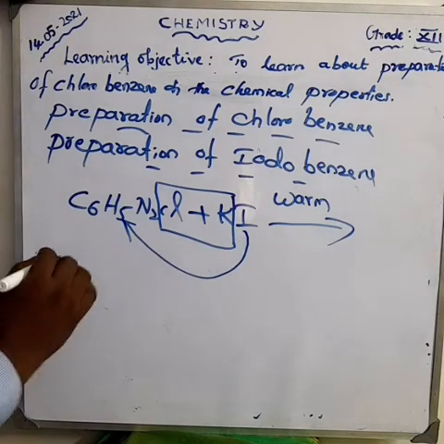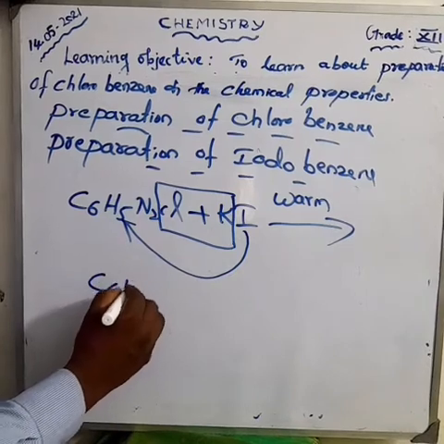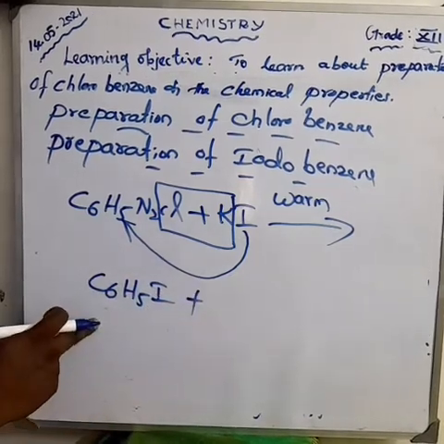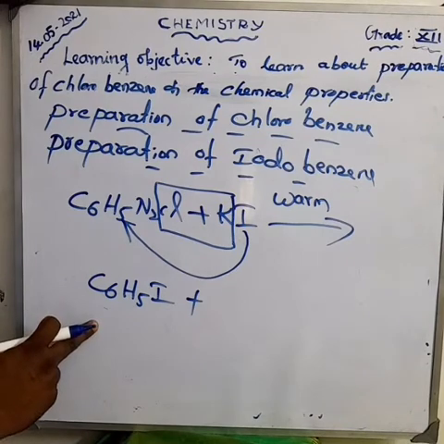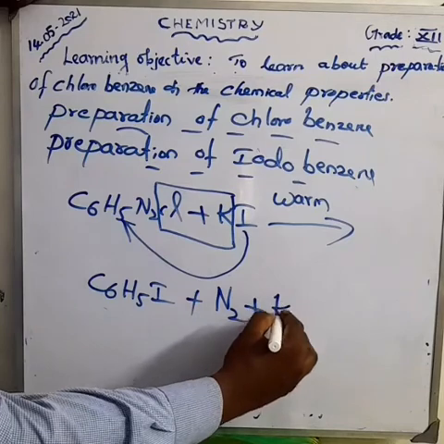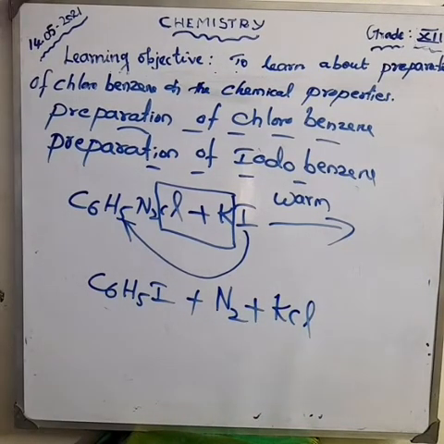What's the formula I can write? C6H5I. The name of the compound is iodobenzene. Iodobenzene plus nitrogen gas plus potassium chloride. This is the formula form. Don't forget that it is the formula form. Try to write this equation. Next one.